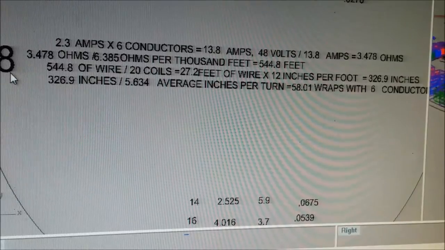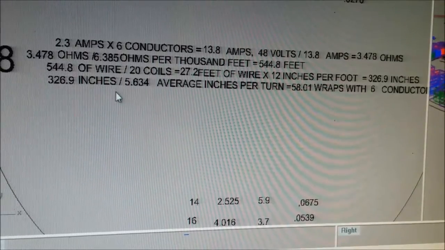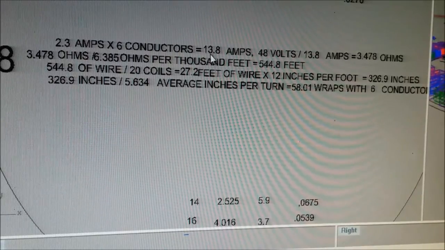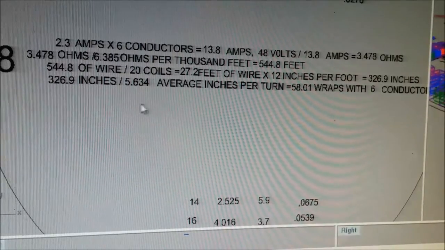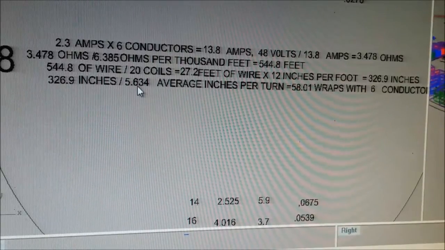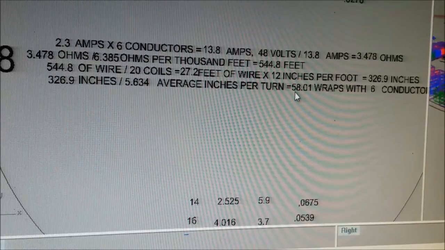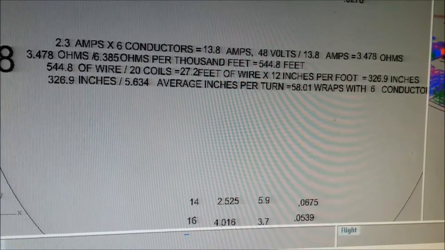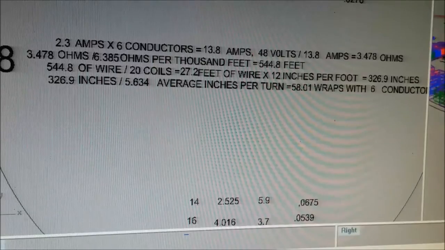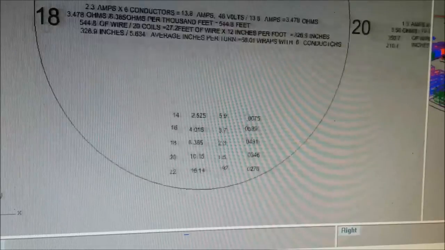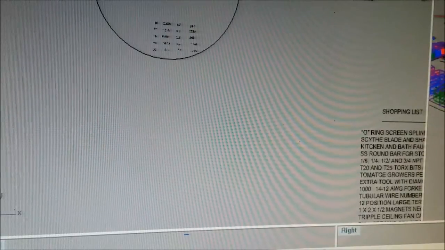I just know I come out with number 18 with six conductors would give me a compact coil that would carry 13.8 amps. That's about all I want to put into it. So, if I divide the inches by the inches to the wrap, I come up with 58.01 wraps, six conductors wide. So if I take six times this, that's about a quarter of an inch. I'm going to show you a trick here. At least I think it's a trick.